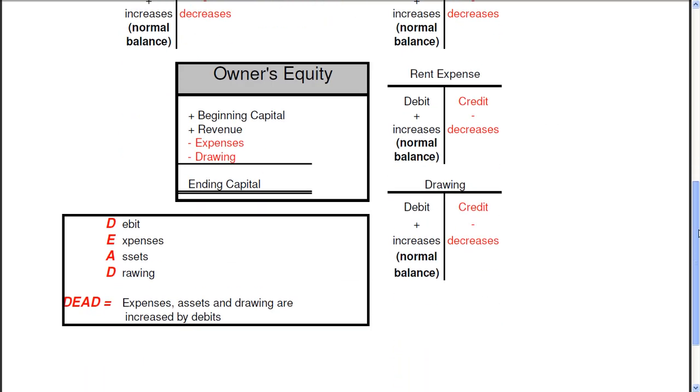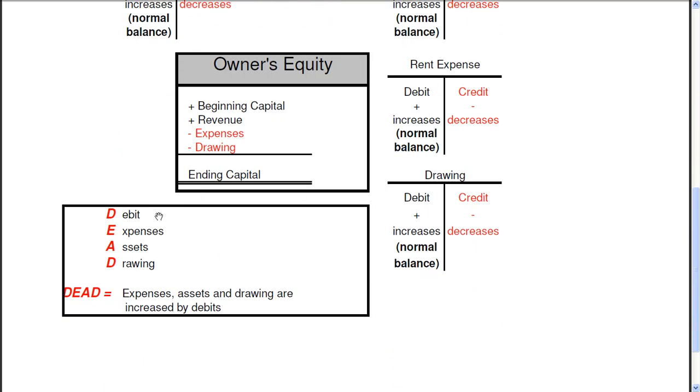And to help us remember these rules, you have an acronym down at the bottom, DEAD. DEAD means expenses, assets, and drawing are all increased by debits. So debits: expenses, assets, and drawing. And that will help you remember how you use debits. And so credits would act just the opposite. Revenue, capital, and liabilities are increased by credits.